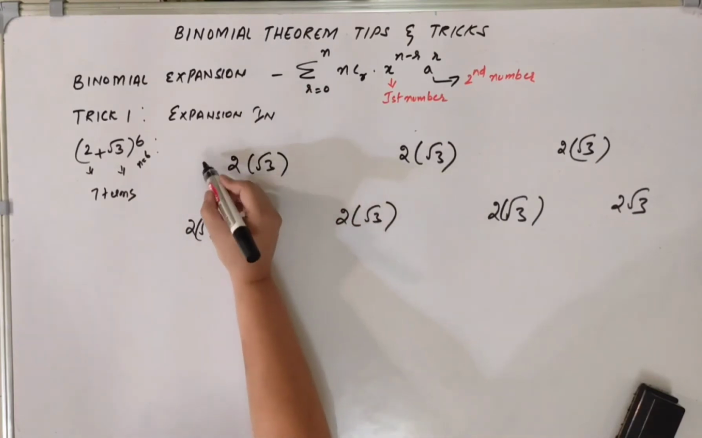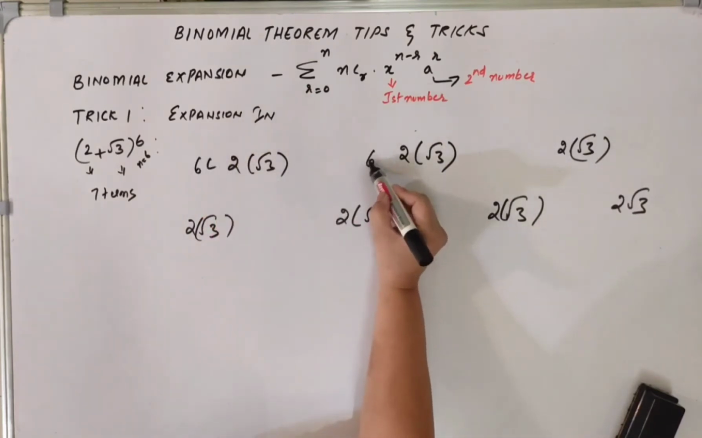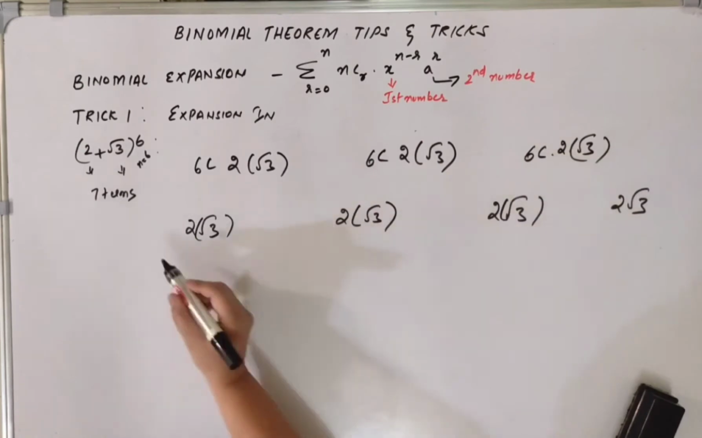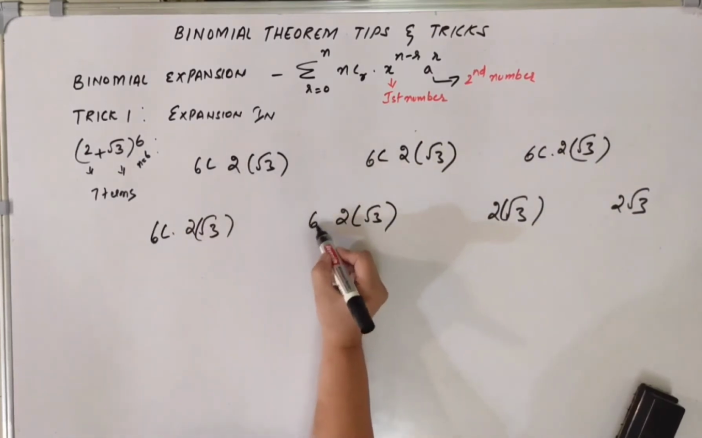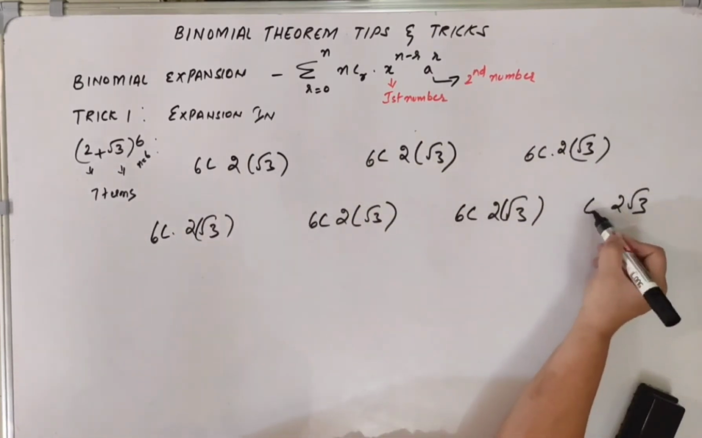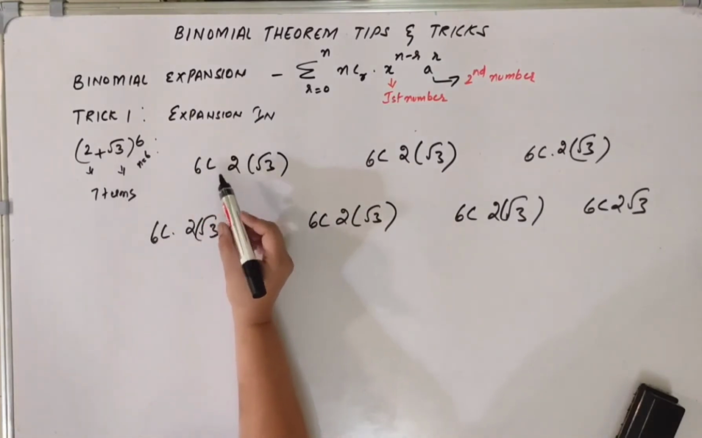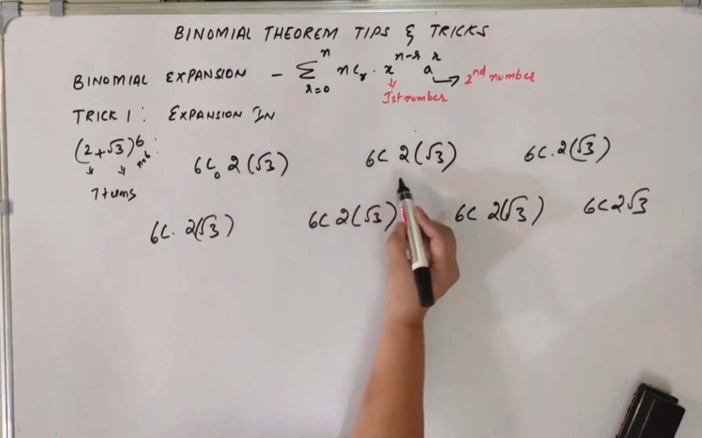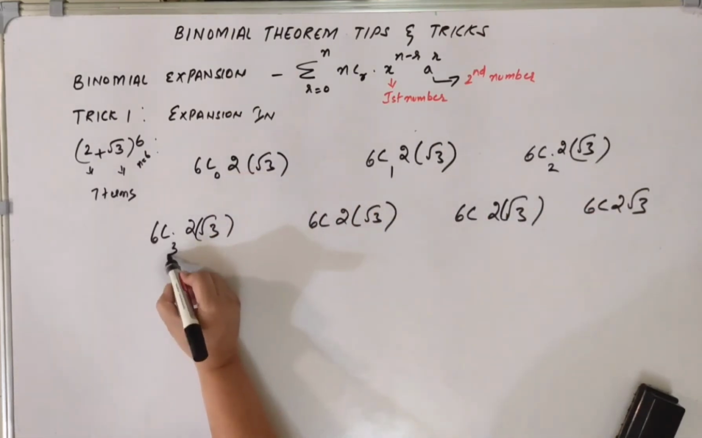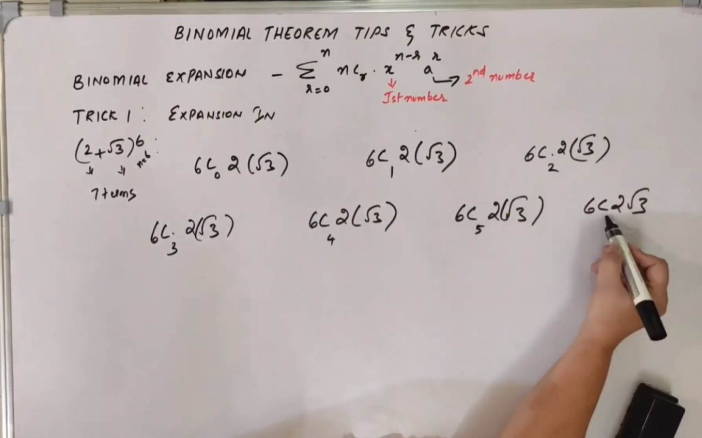N is 6. So we will write 6C, 6C, 6C, 6C, 6C, 6C. Now we will have to write the R values. So it will be 0, right? 6C0, 6C1, 6C2, 6C3, 6C4, 6C5, 6C6.